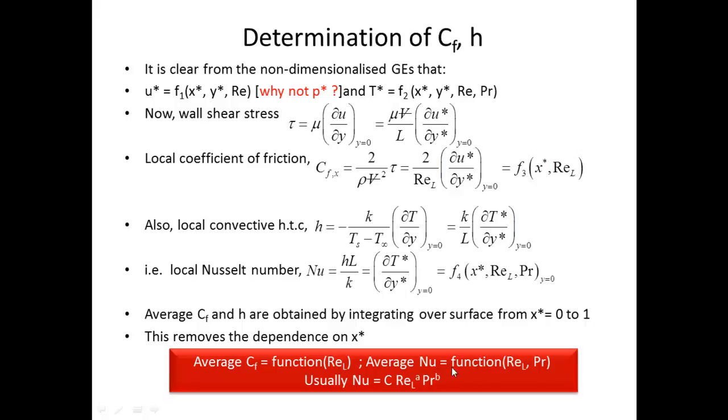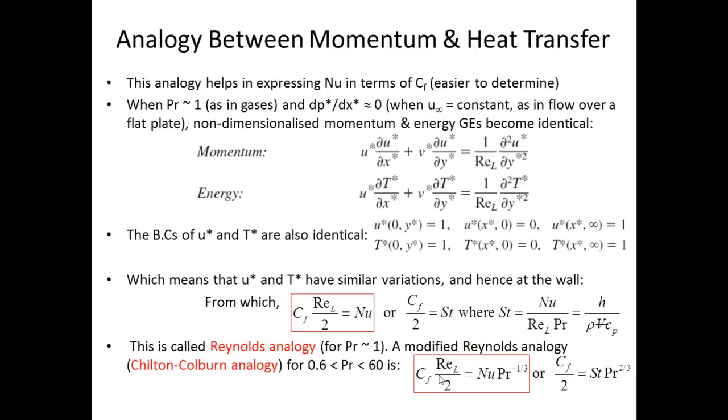Typically, the Nusselt number is expressed in terms of the Reynolds and Prandtl using a power formula like this: a constant into Reynolds raised to some exponent and Prandtl to some other exponent. So as we have seen, the friction factor Cf is a function of Reynolds, and Nusselt is a function of Reynolds and Prandtl number. In some cases, it is possible to express Nusselt number in terms of the friction factor, which is easier to determine. That is what we can obtain by making use of an analogy between the momentum and heat transfer.